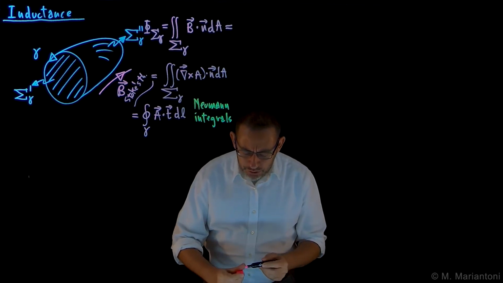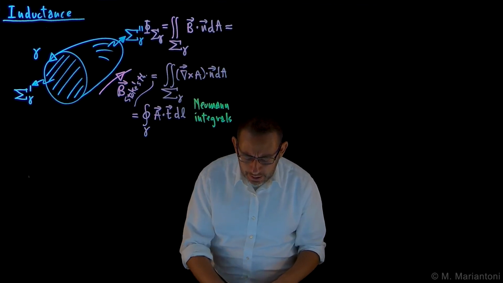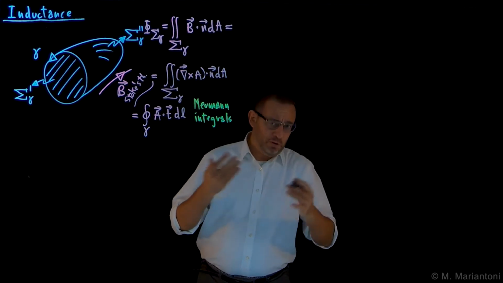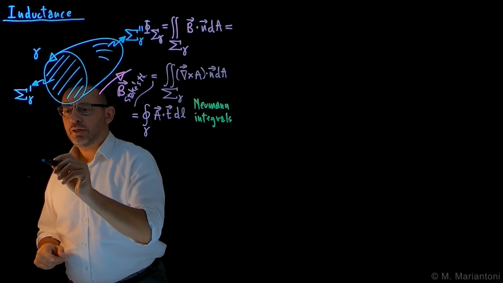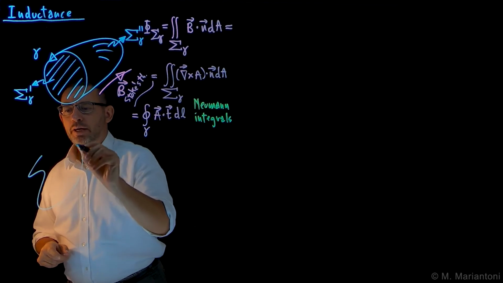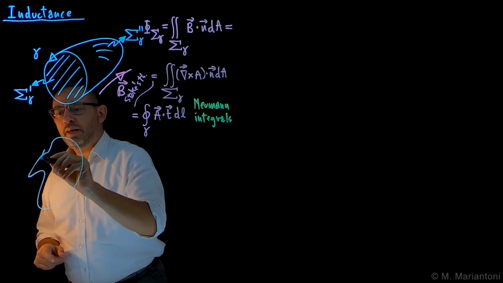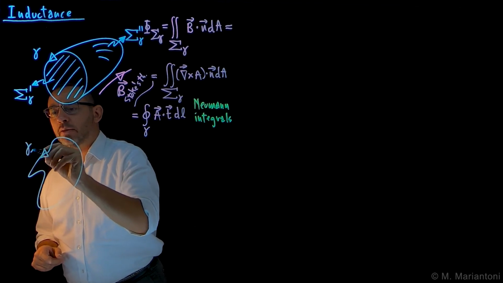So, let us consider, for simplicity, a single quasi-filiform or filiform conducting circuit, so a wire. Let's sketch it down here. So let's say that this is our wire. This wire is oriented, and we call it gamma 1.